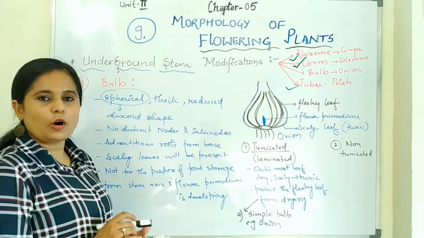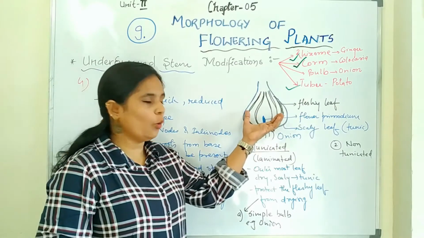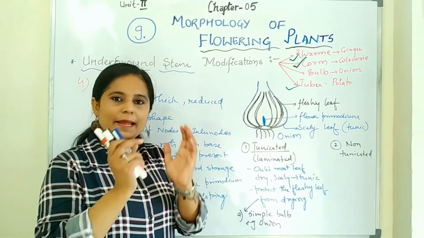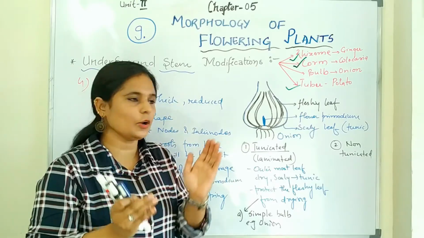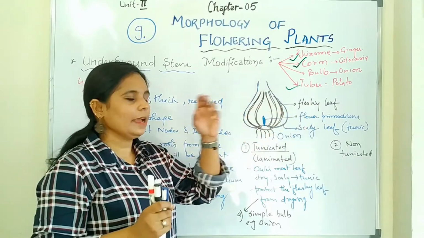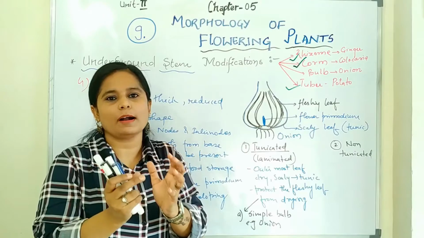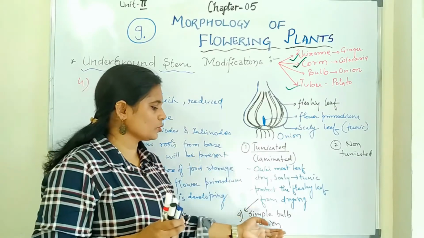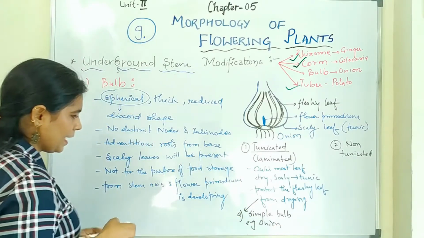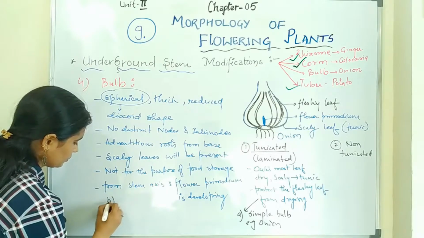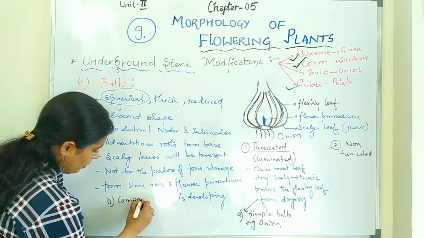In this, why do we call it simple? Because the whole bulb is protected by a single layer of tunic. एक ही tunic पूरे bulb को cover करता है. That is why it is called a simple bulb. The next one is compound bulb.